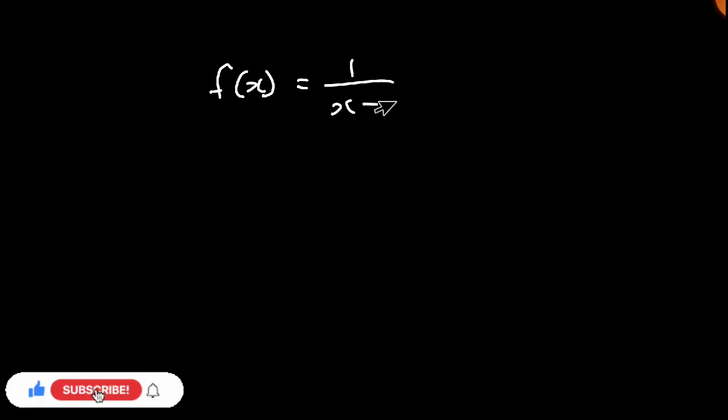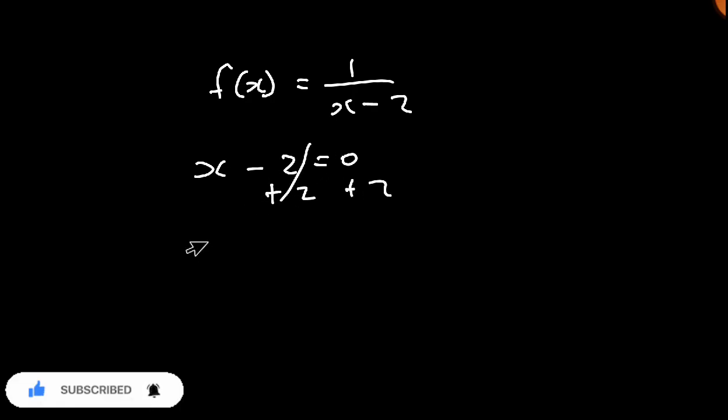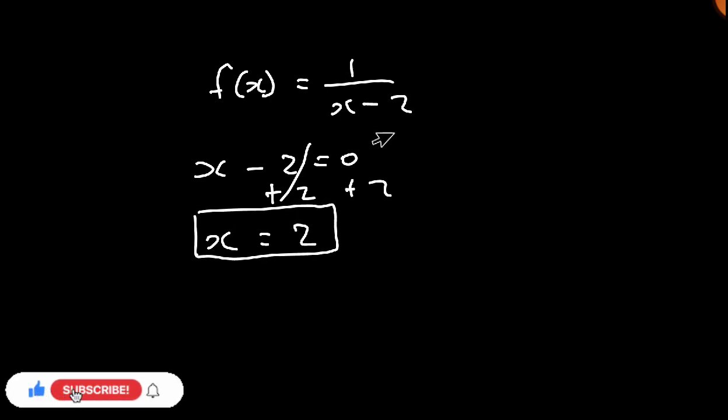In this lesson, we're going to be focusing on vertical asymptotes. We are given this function f of x equals 1 divided by x minus 2, and we're asked to determine its vertical asymptote. So how do we go about it? Well, we can find this vertical asymptote by setting the denominator to 0. So we're going to have x minus 2 equal to 0. Now let's solve for x. So x is equal to 0 plus 2, which is 2. So the graph of this function has a vertical asymptote at x equals 2.